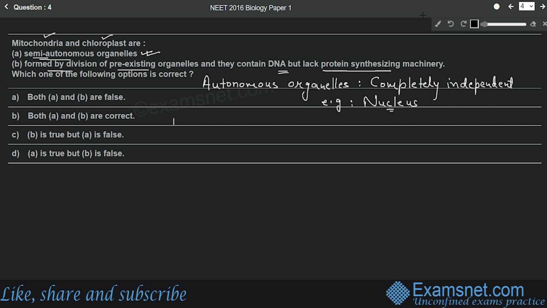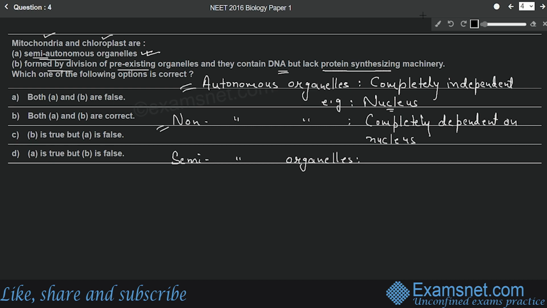On the other hand, most of the organelles are non-autonomous organelles. That means these are completely dependent on the nucleus. So this is about the autonomous and non-autonomous. But there are some exceptional organelles which are known as semi-autonomous organelles. So what do you mean by semi-autonomous organelles? It means that they are neither completely dependent nor completely independent.